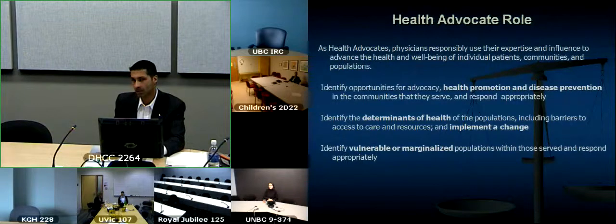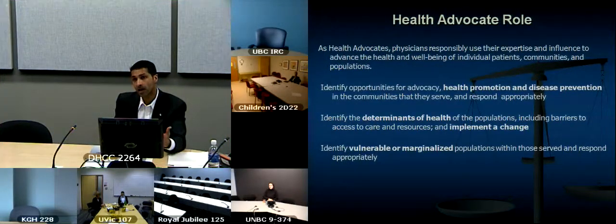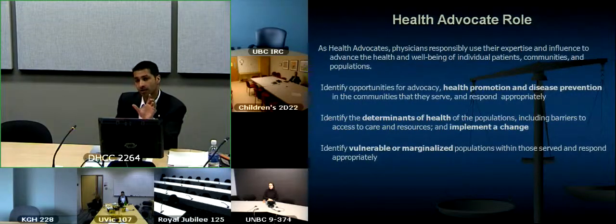Then you have the enabling competencies: identifying opportunities for advocacy, health promotion, and disease prevention. I've bolded that because that's the central theme in one of the key competencies. So identifying that in the communities that you serve and responding appropriately. It goes beyond just the ability to identify these, to in fact then respond to them. And I'll talk about later how that's being perceived.